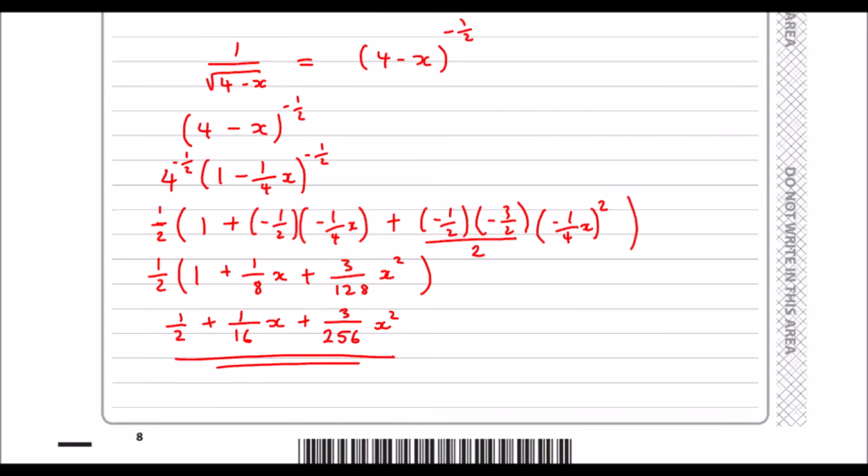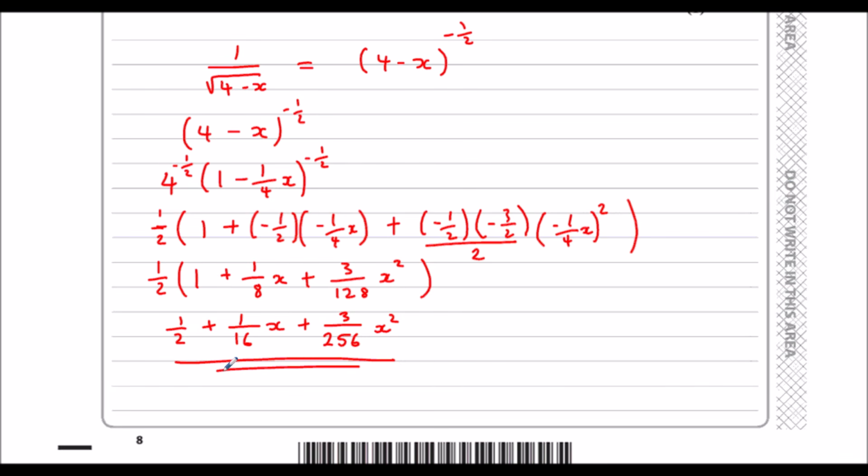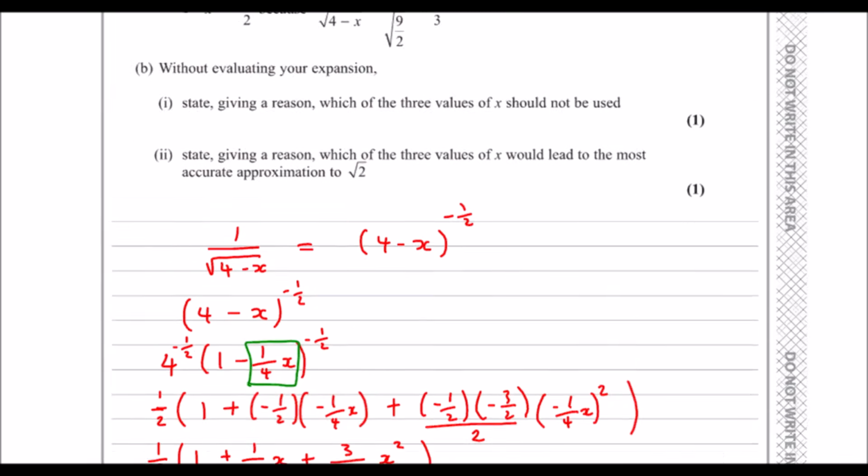So our expansion is valid when our 1/4 x is less than 1. So that's when it's valid. So when the mod of x is less than 1. And if you multiply both sides by 4, so valid when x is less than 4. So the expansion is only valid when our x term, so this bit here, is less than 1. So only when x is less than 4 is this valid.